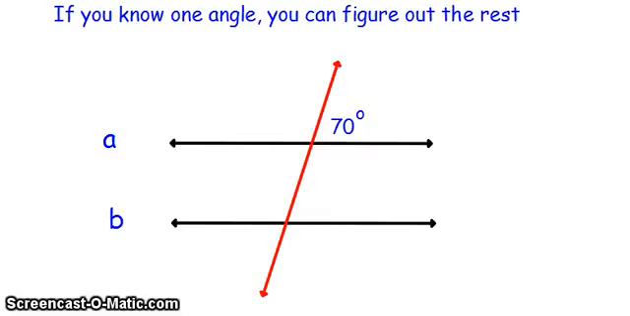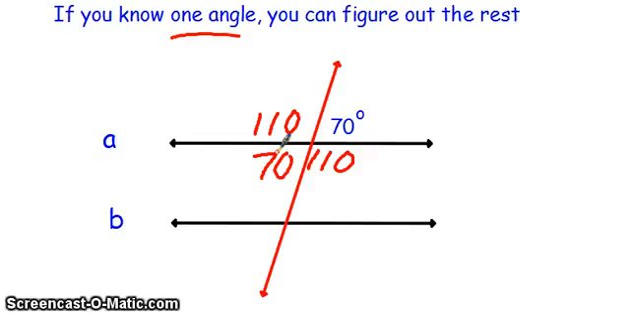So this is going to be pretty cool here. What we can do is, if we know one angle, we can figure out the rest of the angles. So let's take a look. If this angle is 70, we know by supplemental angles that this is 110. We can also fill in that this is 110, and vertical angles would mean that this angle is 70.